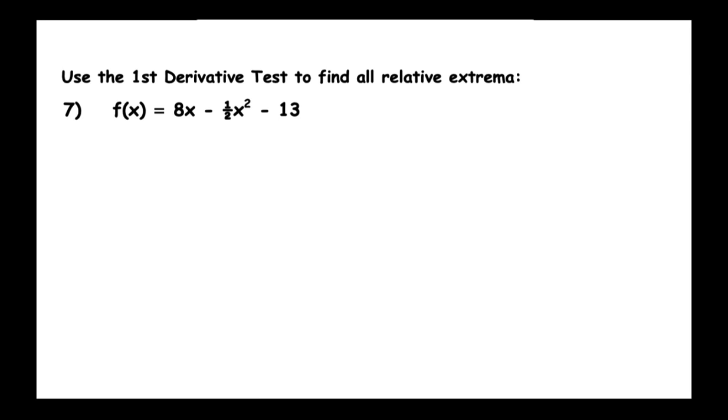We'll start by taking the first derivative. F prime of x will be 8 minus x. Easy enough. If you set that equal to 0, I don't think it's too hard to see that x will come out to be 8, which is the critical number. So I'll go ahead and make my sign chart.